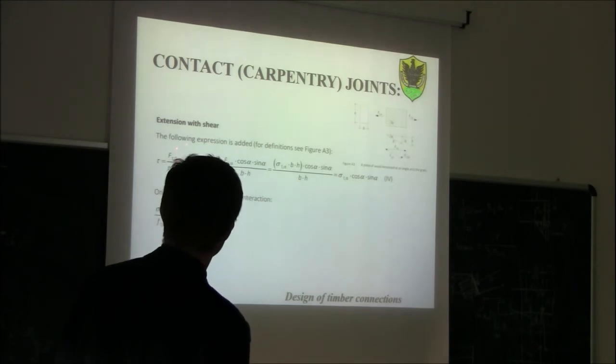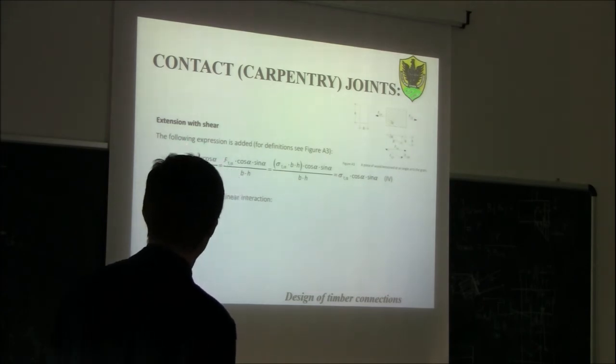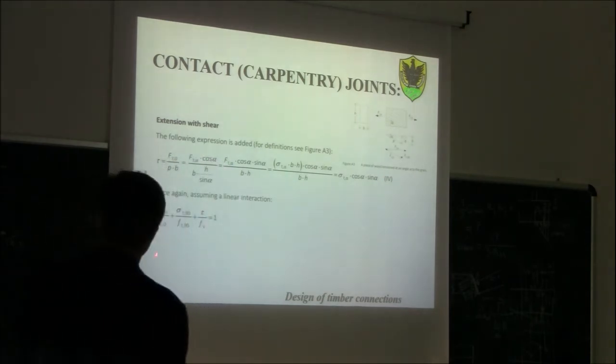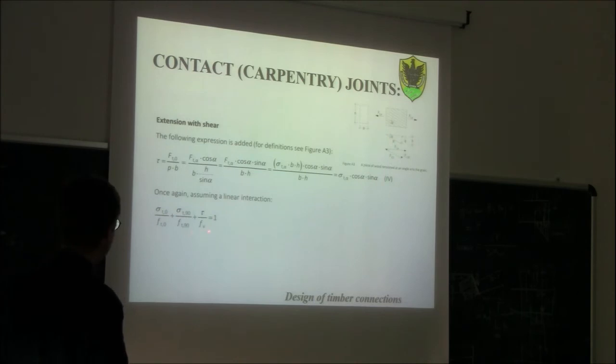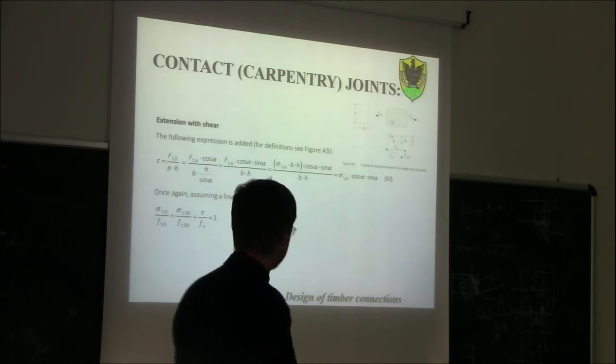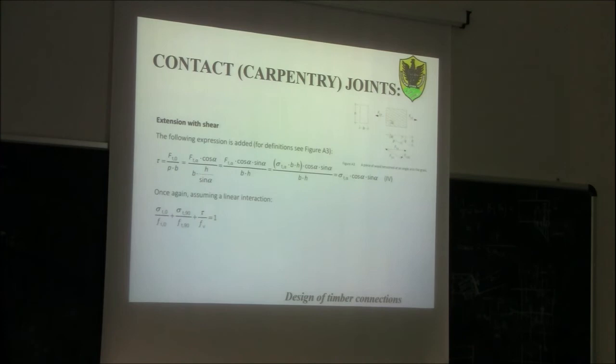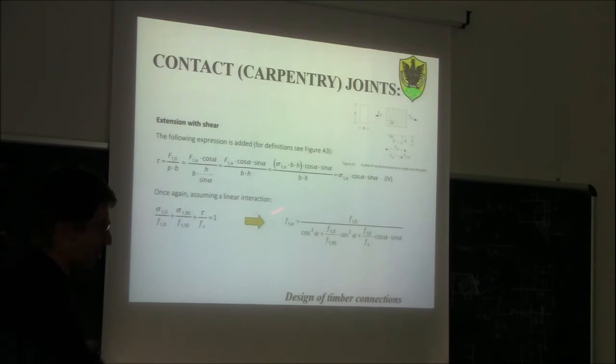First, they extended this criteria by using also shear. So you see, they consider not only the linear interaction between the axial force parallel to the grain and the axial force perpendicular to the grain, but also the interaction between shear forces. Tau divided by Fv, where tau is the shear and Fv is the shear strength. And then you see that the Hankinson equation changes to this new relationship.